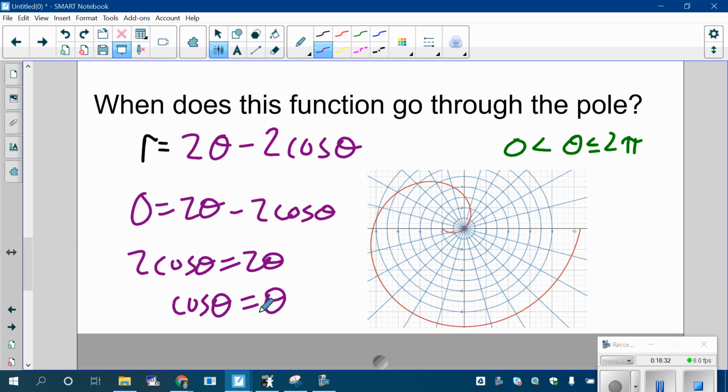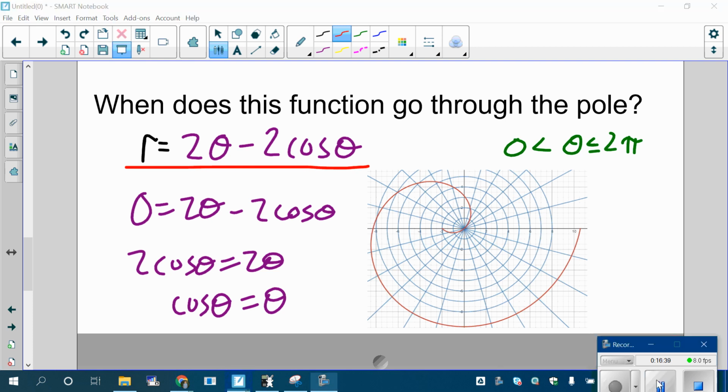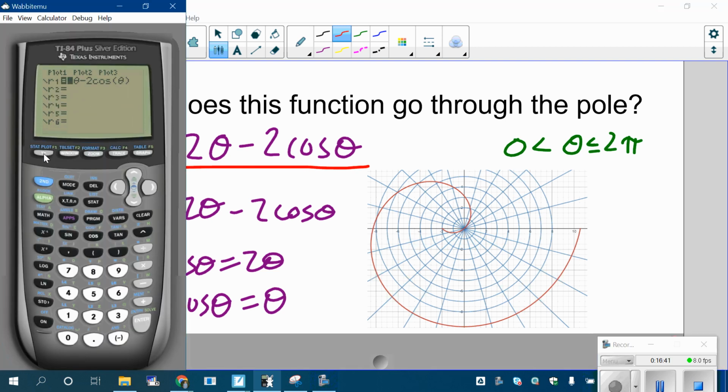So I'm going to need my graphing calculator. Grab your graphing calculator. Type this in. Graph it, please. I typed in my graphing calculator 2 theta minus 2 cosine theta. I graphed it and got this. I'm trying to figure out when it goes through the pole. Remember, everything good in your graphing calculator, when you're looking at the graph, is always in second calc. This is where all the stuff is.